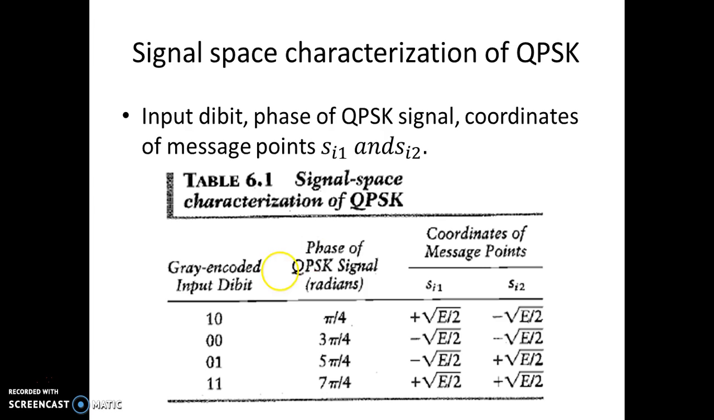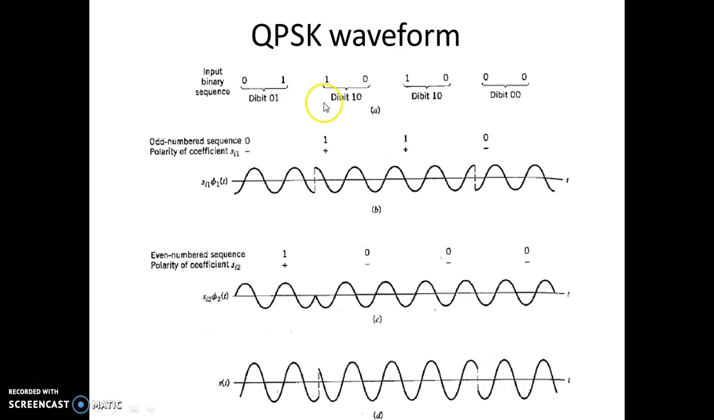From this table, we observe that if the incoming symbol is a 1, you have that coefficient as positive. For 0, you have it as negative. For 0, 0, it is negative and negative. For 0, 1, it is negative and positive. For 1, 1, it is positive and positive. So wherever there is an input 1, we put a positive sign. For a symbol 0, we put a negative sign.